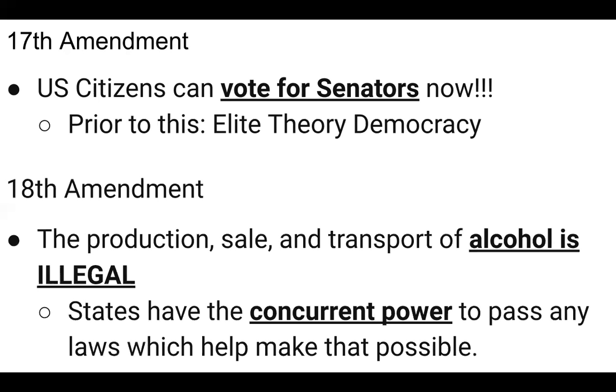18th Amendment is called prohibition. And this is a direct result of the temperance movement. So the 18th Amendment made the production, sale, transport, and consumption of alcohol illegal.